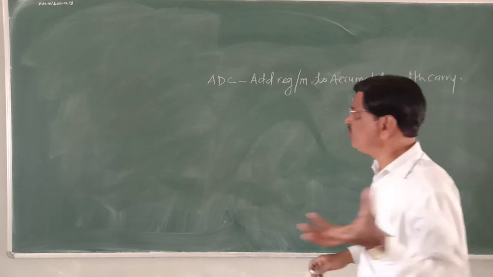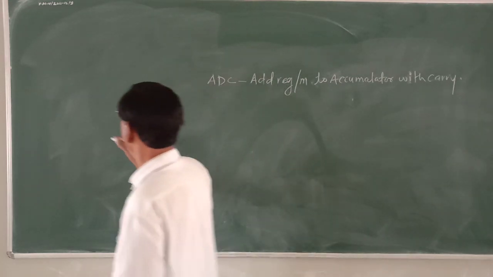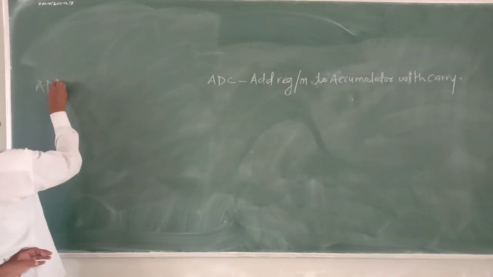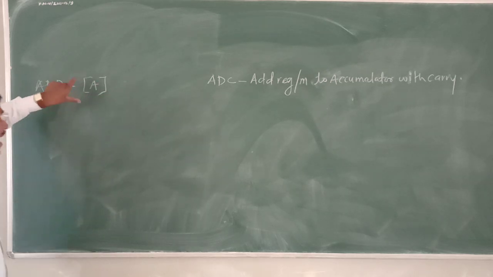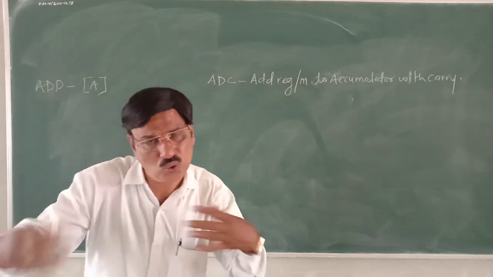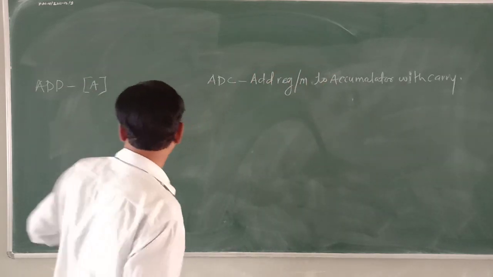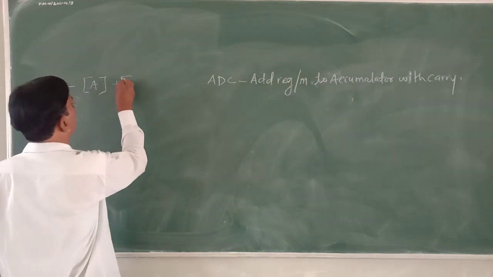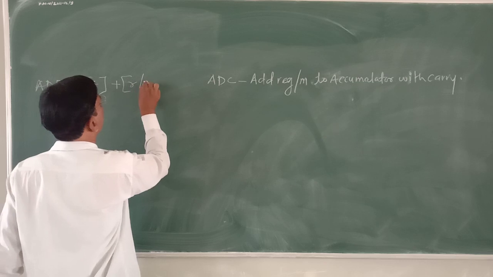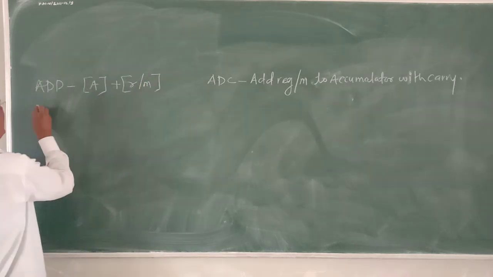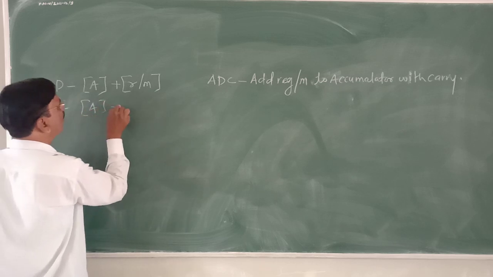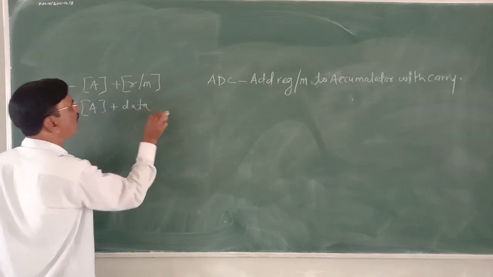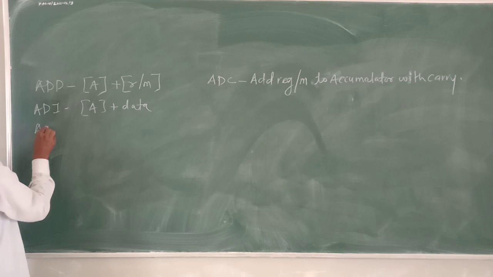Then what is the difference between ADD and ADC? Add the contents of the accumulator. You see, this square bracket indicates the contents of. Add the contents of the accumulator plus the contents of the register or memory. ADI: add the contents of the accumulator plus 8-bit data. And here the third is ADC.